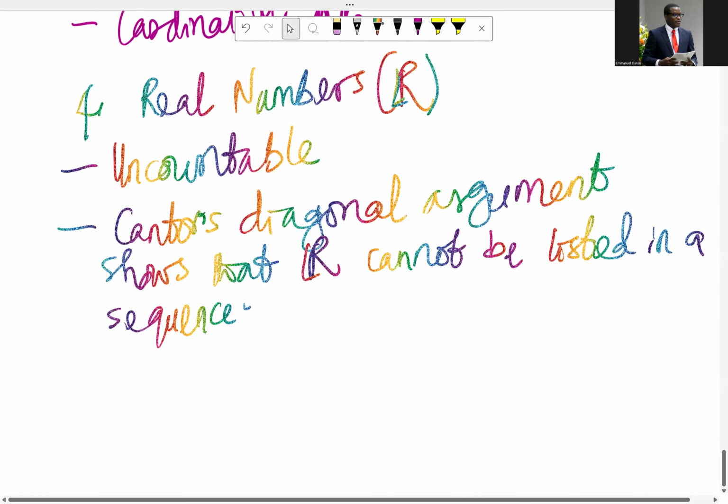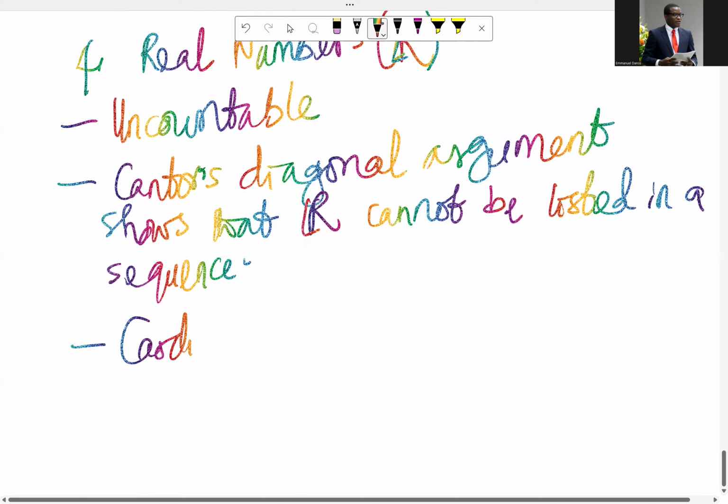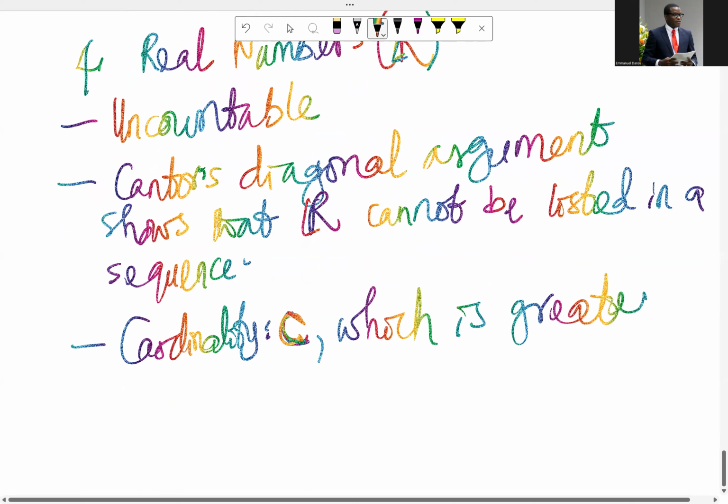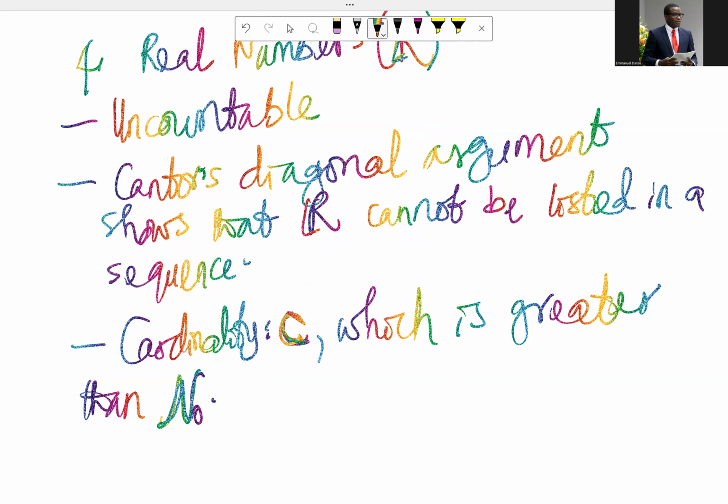Now the cardinality, of course, is the continuum, this special C I told you about the other time. It is greater than aleph null. Understanding this concept is crucial in set theory and helps us grasp different sizes of infinity, which is a fundamental idea in higher mathematics.